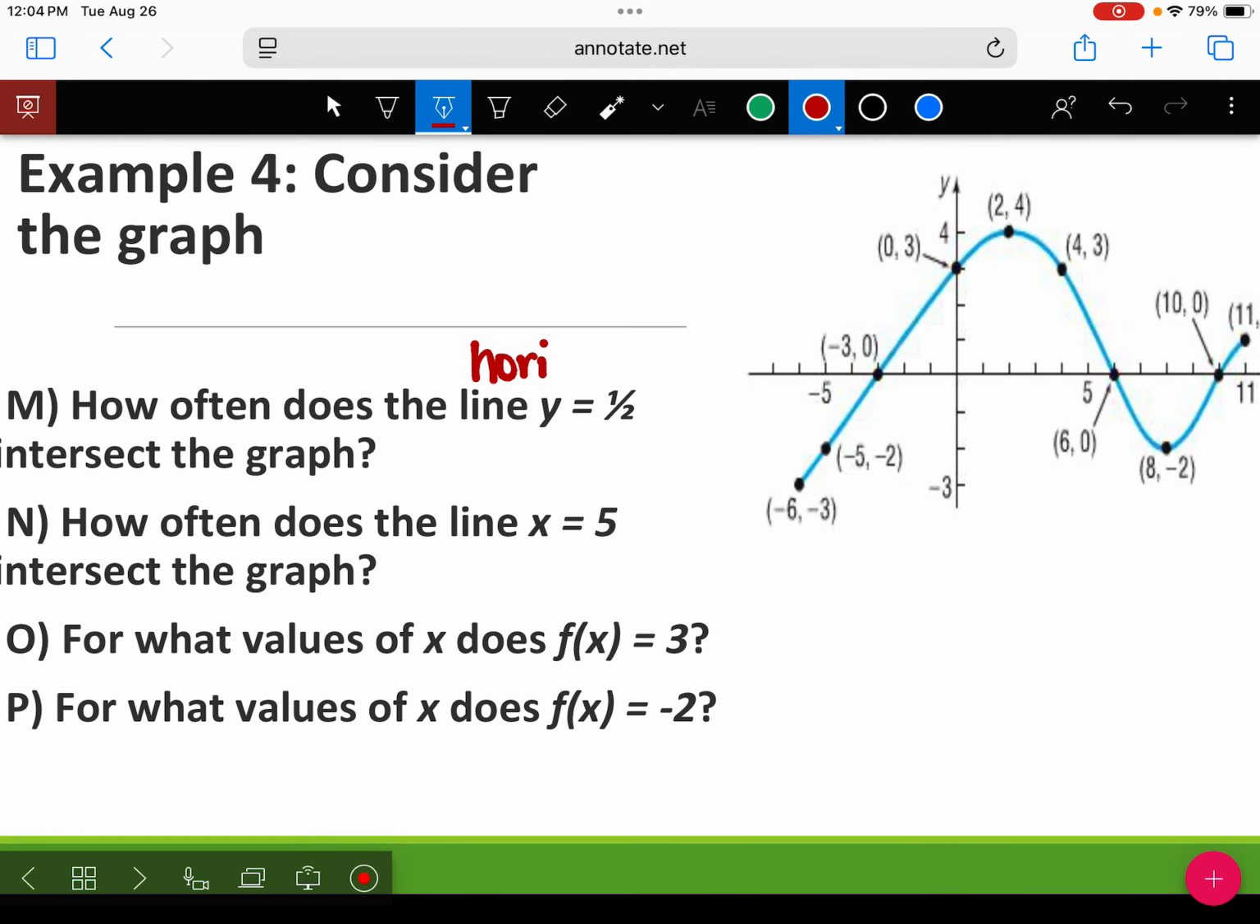I kind of miss teaching Algebra 1. But x equals is a vertical line. So it's opposite of the axis.